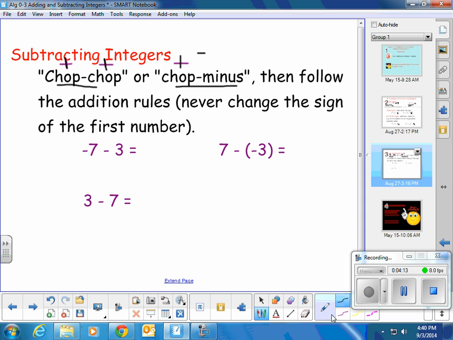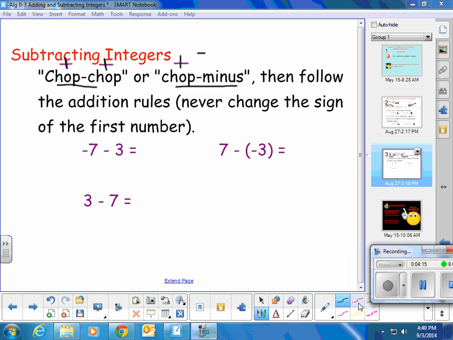For example, -7 take away 3. Whenever I come across subtraction with negatives, I go ahead and change it to addition by going either chop chop or chop minus. In this problem, it's going to be chop minus. Add the opposite. You never touch this first number. Some kids want to try and go chop chop or chop chop. You do not touch the first number. It's always the number after the subtraction sign.